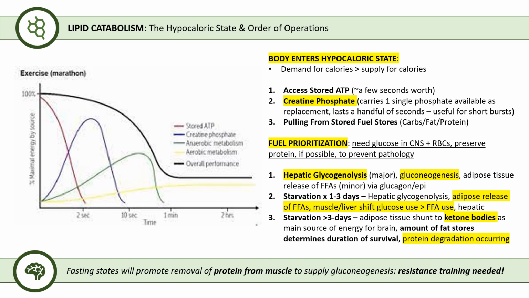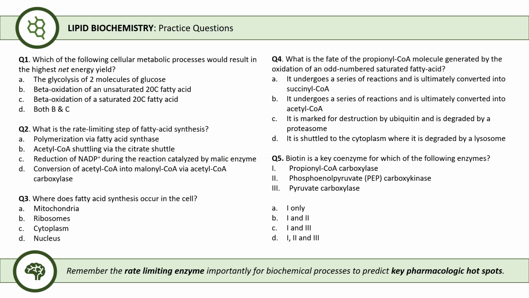Remember, in those who decide to fast for a variety of reasons, we can predict by this biochemical knowledge the order of fuel access and emphasize the importance of resistance training in those in whom protein breakdown in the skeletal muscle is likely to occur. So let's now try some lipid metabolism biochemistry practice questions to reinforce what we've learned.